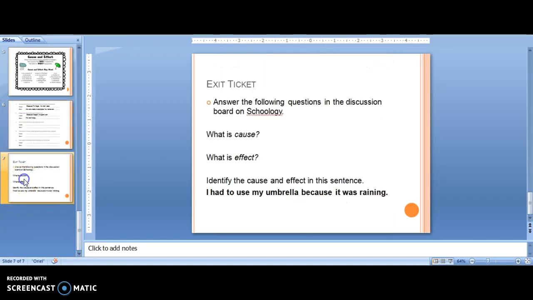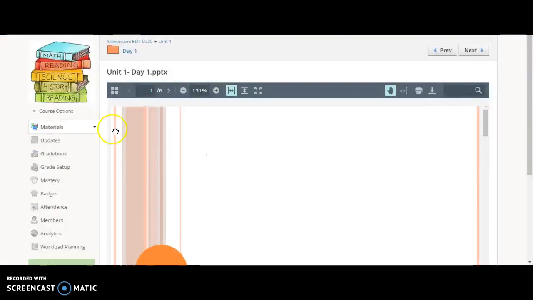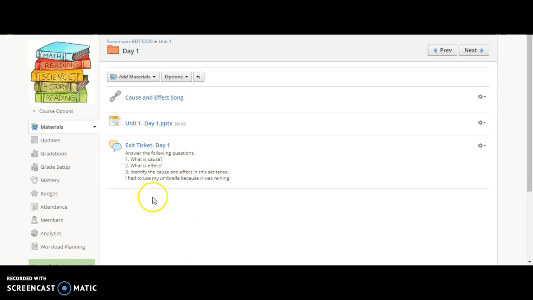Next, I want you to go back to our Schoology course, find our discussion board in the Day 1 folder, and I want you to answer the following questions. What is cause? What is effect? And then I want you to identify the cause and effect in the following sentence. I had to use my umbrella because it was raining. Remember, you can always look back in our PowerPoint or listen to the cause and effect song if you need some additional assistance.